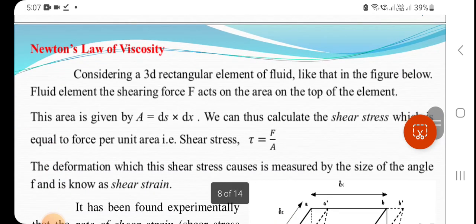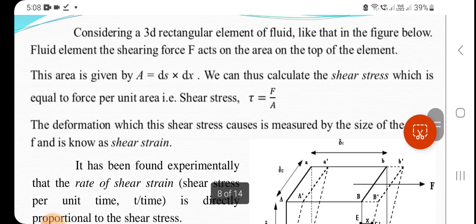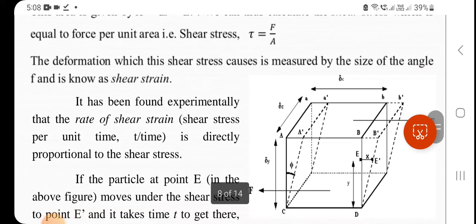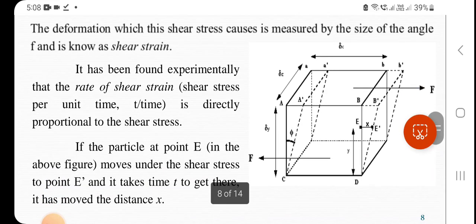So how do we derive Newton's law of viscosity? Consider a 3D rectangular element of fluid like that in the figure below. The shear force F acts on the area on the top of the element. This area is given by A equals delta s times delta x. We can thus calculate shear stress, which is equal to force per unit area.